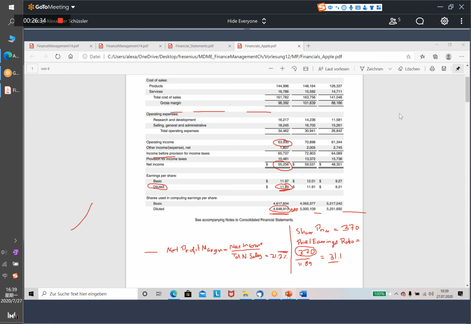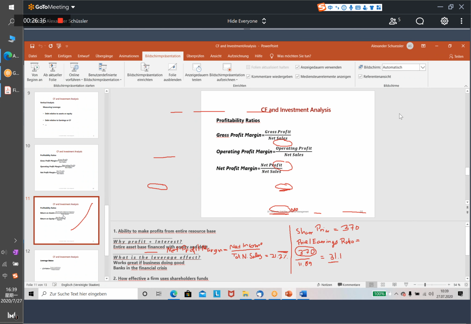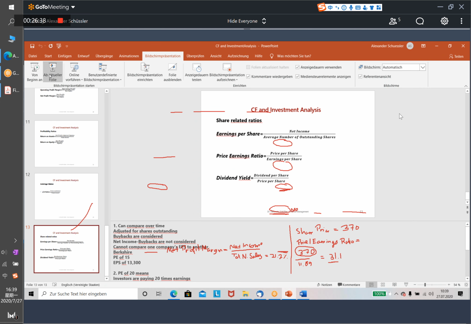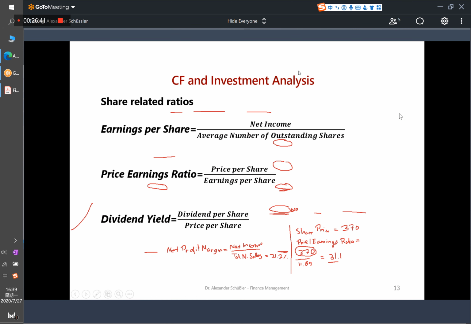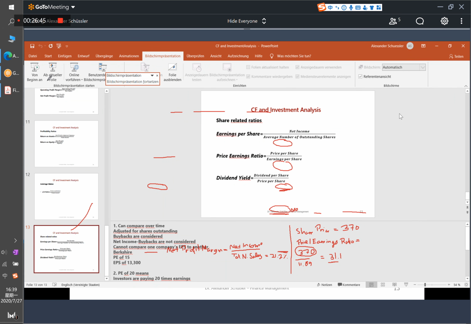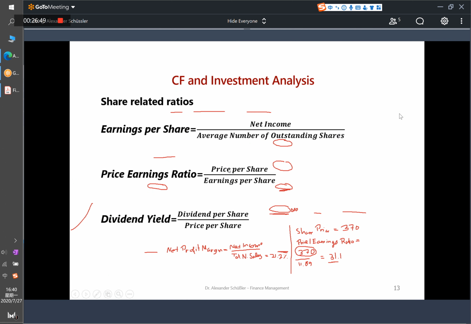And yeah, when we talked about the price earnings ratio, we said 10 means it's relatively cheap. 20 is more expensive. In the case of Apple, it's 31. So that means probably the price has increased.